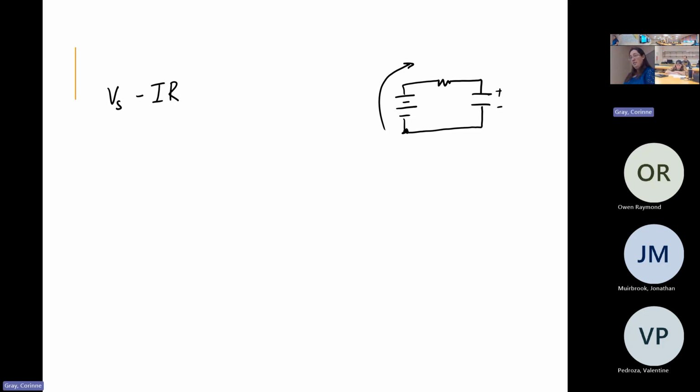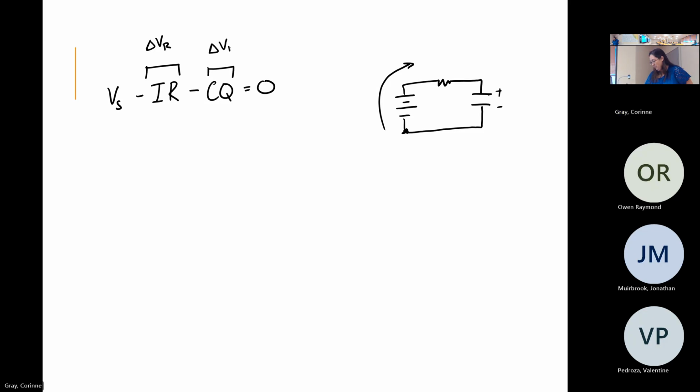Yeah, we would subtract the value, but it's not going to be IC, because we don't care about the voltage in terms of current, we care about it in terms of charge. So we have minus, sorry, Q over C equals 0. This is our change in voltage across the resistor, and this is our change in voltage across the capacitor.